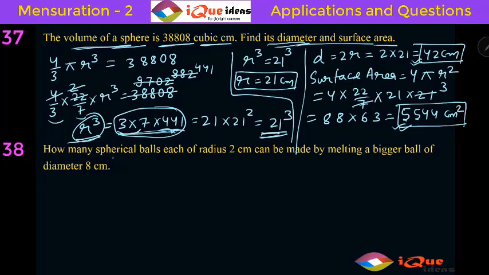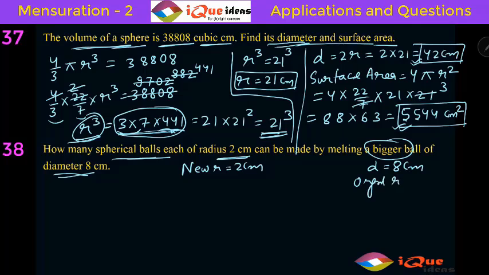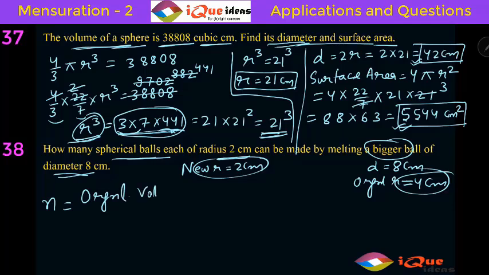Now the next question, it says how many spherical balls of radius 2 centimeter. So new radius is 2 centimeter. Melting a bigger ball. Now the bigger ball diameter is 8 centimeter. So the old or original radius will be half of it, that is 4 centimeters. Alright. So original radius 4 centimeter, new radius 2 centimeter. Now the number of balls created will be straight away equal to original sphere volume divided by new volume of one ball.